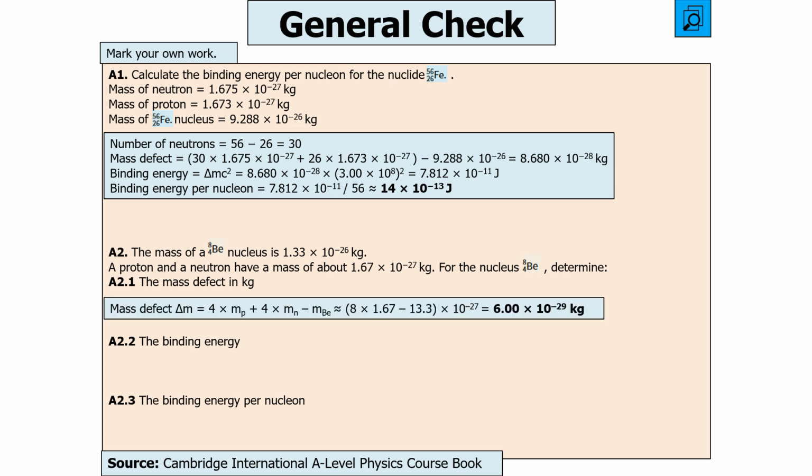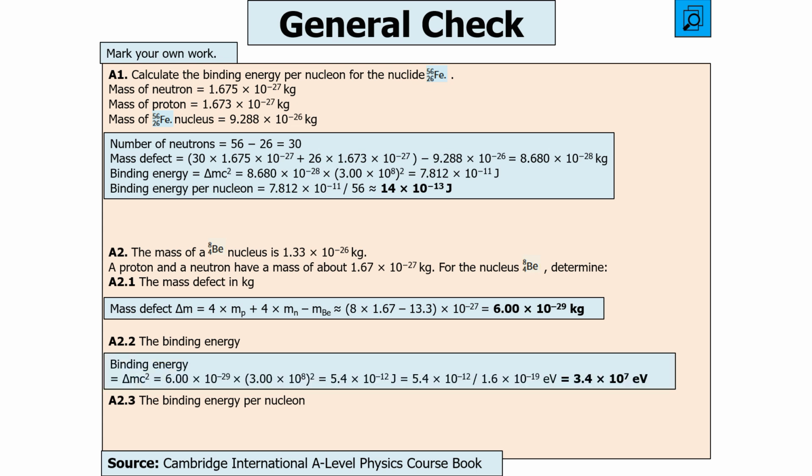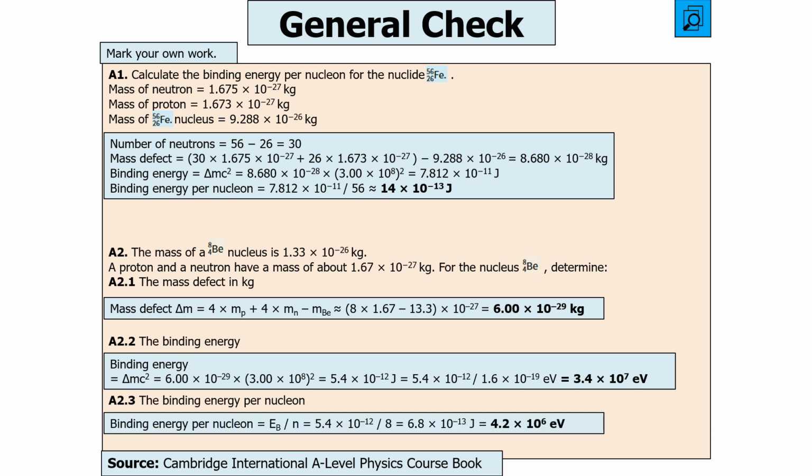In the next question, the mass defect is going to be the number of protons and the number of neutrons in beryllium, which is 4 and 4, minus the mass of the beryllium. So it's 6 times 10 to the minus 29 kilograms. The binding energy, so you multiply that by c squared. So you get 5.4 times 10 to the minus 12. You can divide that by 1.6 times 10 to the minus 19 to get into eV. So it's 3.4 times 10 to 7 eV. So the binding energy per nucleon is then that value divided by the number of nucleons, which is 56, which is going to be 8. So therefore it's 6.8 times 10 to the minus 13 joules, or 4.2 times 10 to 6 eV.